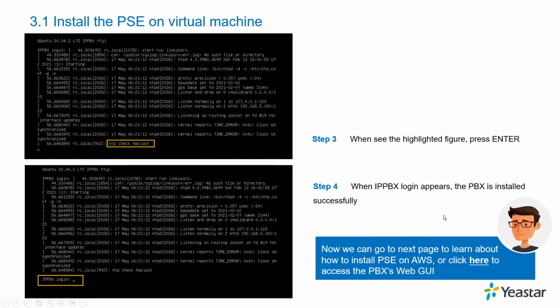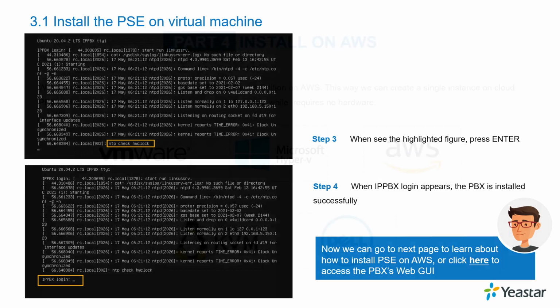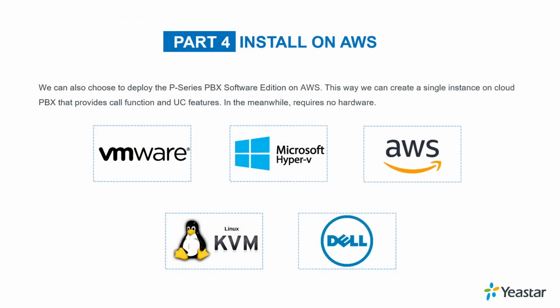So anyway, like I said, that will be the thing we're going to do for this installation of the P-Series Software Edition on the virtual machine. Now, keep going. Another platform I'm going to talk about in today's session will be the installation on the AWS. So first of all, let's keep going with the AWS installation.